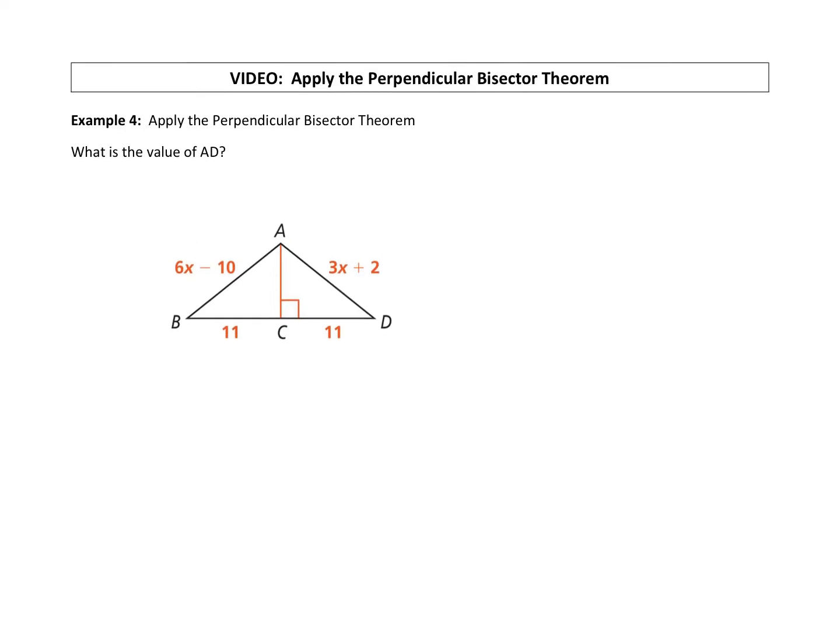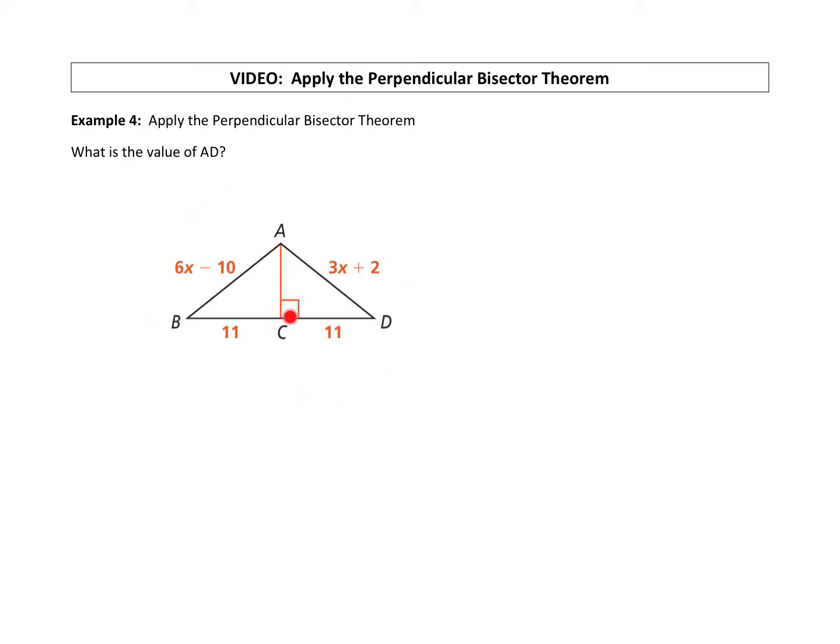Okay, so example 4, we're going to apply the perpendicular bisector theorem. We are being asked, what is the value of AD? So here's segment AD. Well, it's 3x plus 2. If we can find the value of x, we'll just plug it in. 3 times something plus 2, and we can answer the question. So let's take a look at the whole picture and see what else we might recognize.